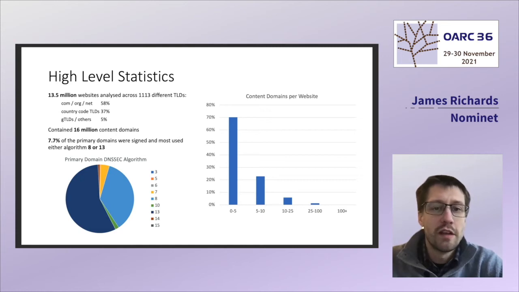The graph on the right here is quite interesting. It shows how many content domains there were per website, or per primary domain, I guess. So the majority of the websites we looked at had 5 or fewer content domains, so 5 or fewer domains used to load images or scripts, for instance. There were a very small number of domains that had thousands of sources, and they're quite fun to go and look at to see why they're there, but they were few and far between. By far, the majority of the websites had a smallish number of domains.